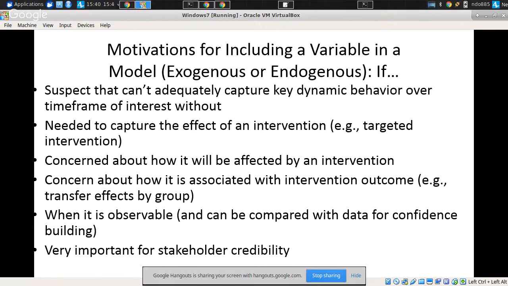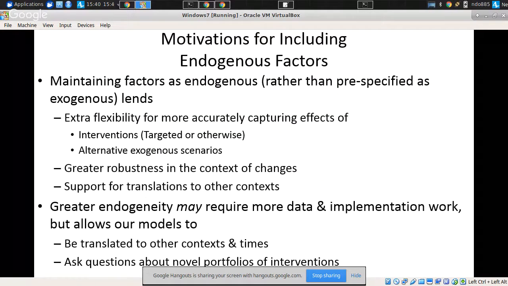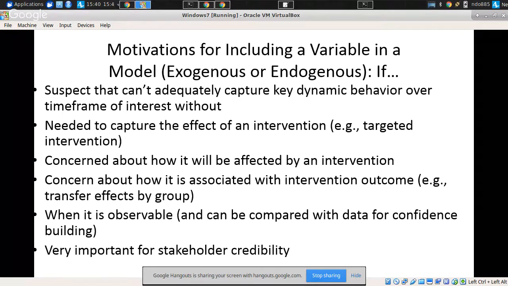Suppose you're interested in, for example, how does the income change differ for those in urban versus rural regions? You need urban versus rural. When is it observable, and you want to compare it to some real world data to build confidence? Or when is it important for stakeholder credibility, for stakeholders to really buy into your model? Those are reasons for putting something in the model in the first place.